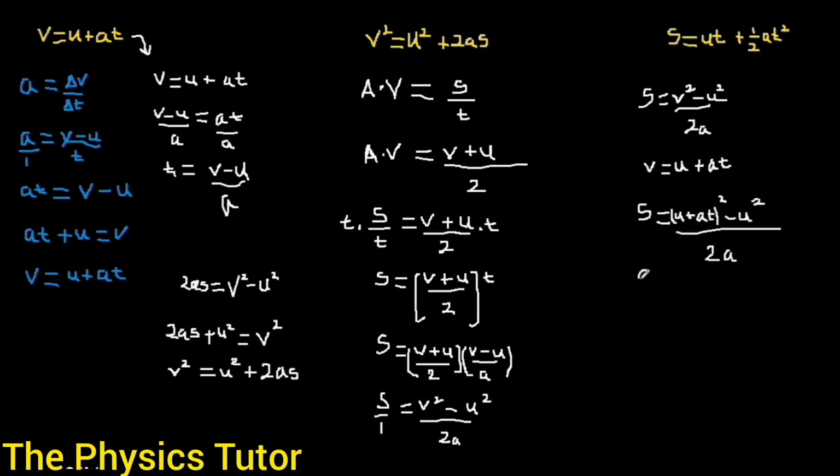So s is equals to, expand this really quickly, first I have to say u square, then I have to multiply this 2 by everything that is in this bracket, so it will be 2 times u times at, that is plus 2uat, and finally I will end it by saying at square, that is a square t square, and then we have minus u square.